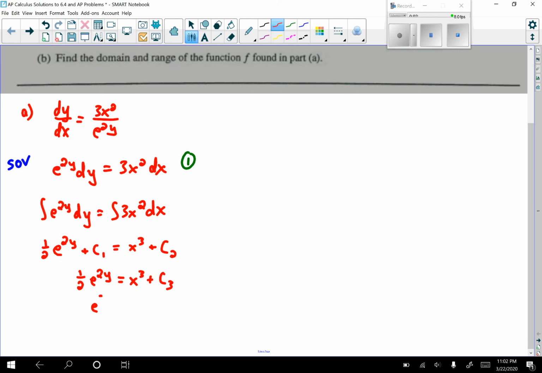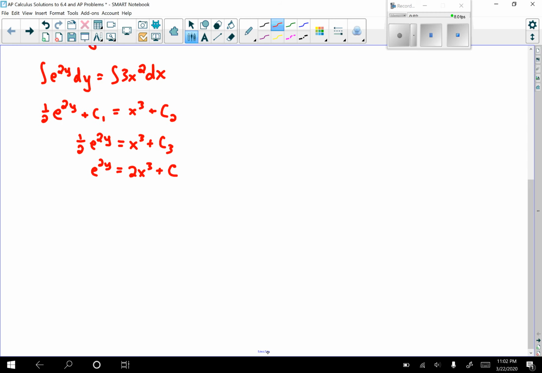So we could say e to the 2y is going to equal 2x cubed plus c. Now at this point, I think I could just call it the overall constant. It shouldn't be changing anymore. What we want to do next is take the natural log of each side.